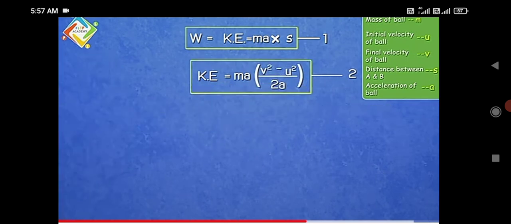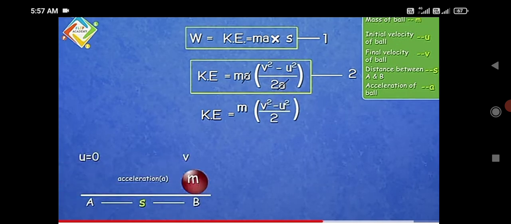Now substitute the value of s in this equation. So kinetic energy equals ma into (v squared minus u squared) by 2a. The a and a cancel, acceleration cancels. Then the formula becomes m into (v squared minus u squared) by 2.